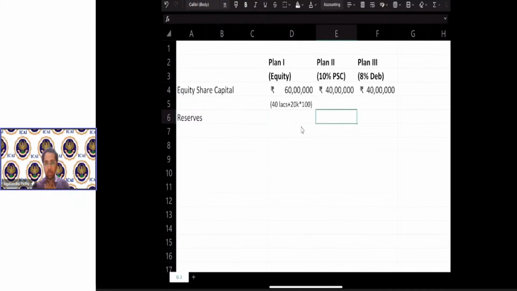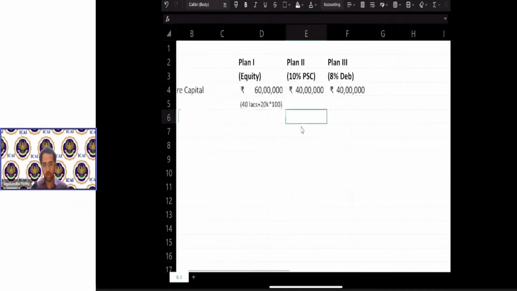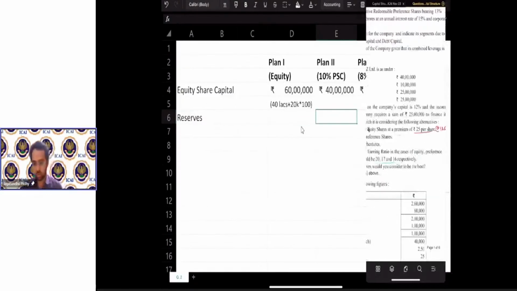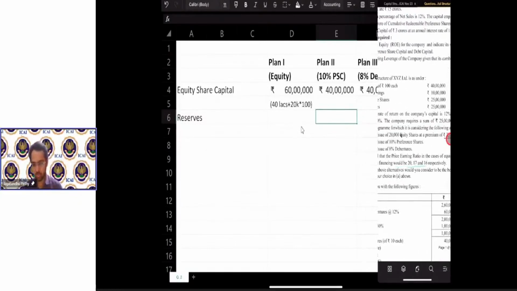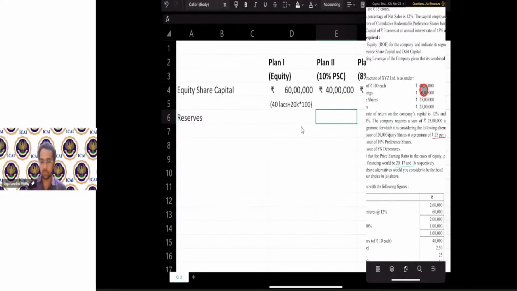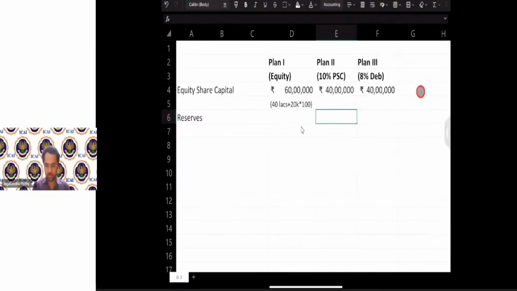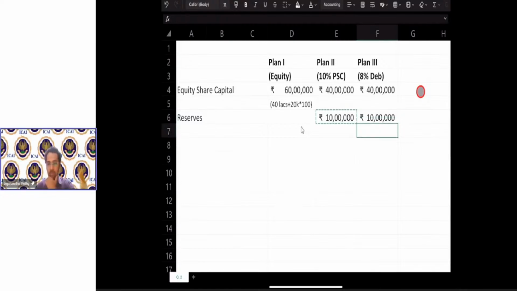In both the plans, reserves will continue at the same level as the original reserves, which amount to 10 lakh. So for the second plan and the third plan, we will have the same amount of reserves. Whereas in plan 1, the reserves are going to change because in plan 1, you have issued equity shares by way of a premium of 25. So that premium will add to your securities premium.